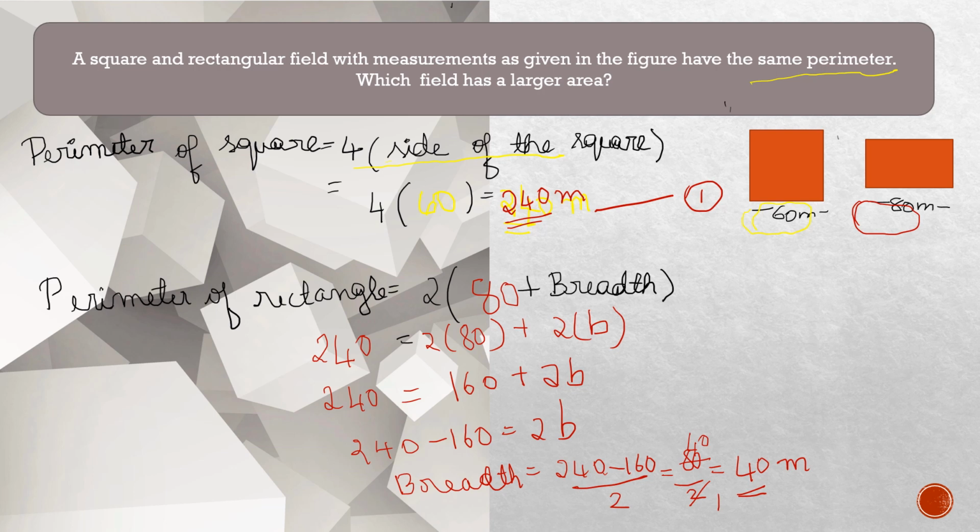Now what have we learned? Perimeter of a square is equal to 4 into side of a square. So while calculating, first we calculated the perimeter. We got the answer for breadth, that is 40 meter. Now we have to put it in the area formula. Why did we need perimeter? To find the breadth. Now we are putting it in the area formula. We have found the breadth now.